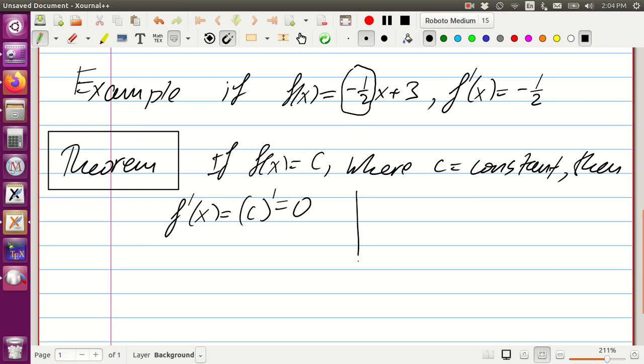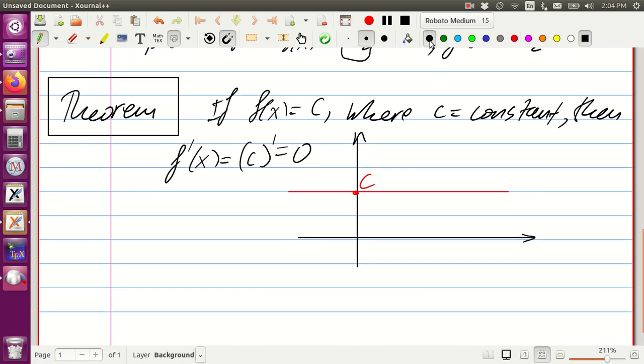Graphically, it's really easy to understand because if you draw a straight line, you will see that it's a horizontal line through point c, and so its slope is 0, right? But we want to use the proof by definition. Proof, it will go by definition.